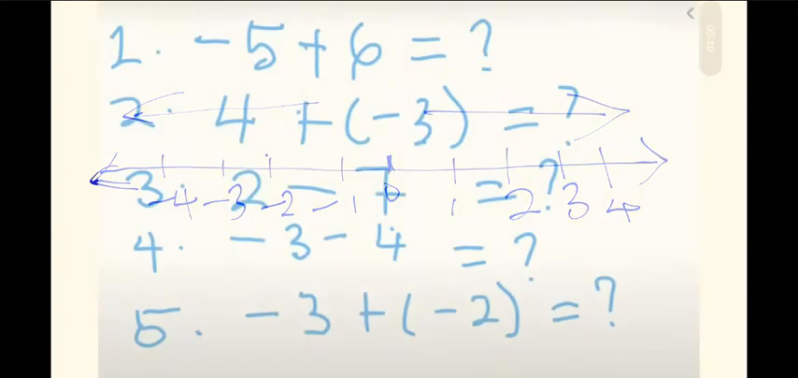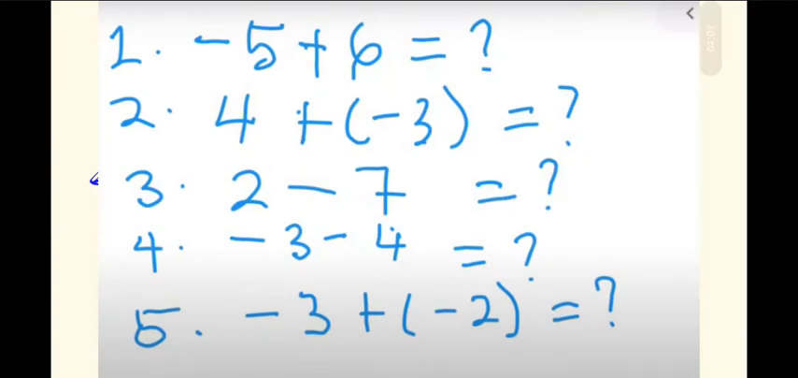We were able to add numbers using this number line. We solved some questions and then I gave you assignments to do. So we are going to solve those assignments and then we move on to comparing numbers using this number line. Let's solve the first question.